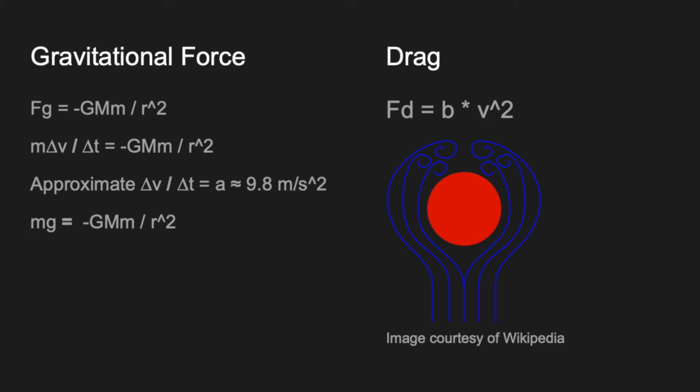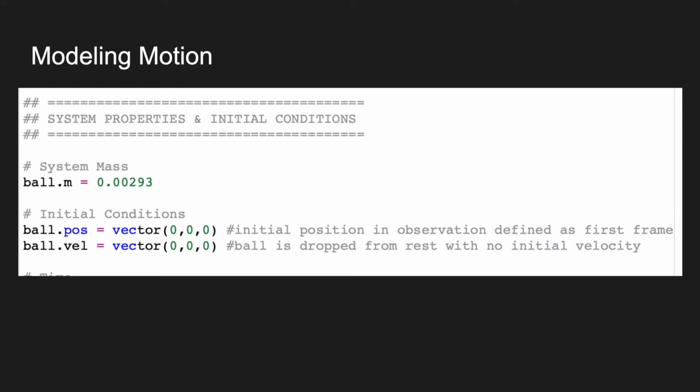Drag, or air resistance, is the second force we are keeping in mind. It can be thought of as friction by the air, as the air molecules push around the object in the direction opposite of motion. The equation for drag that we will use is some proportionality constant, b, multiplied by the velocity squared. Now we are ready to incorporate these forces into our computational model of the ball's motion in GlowScript.